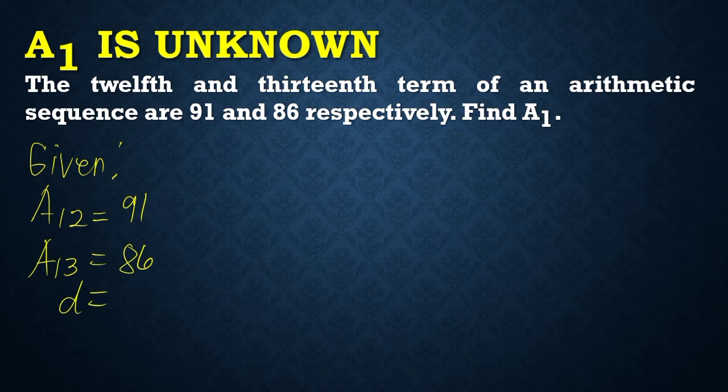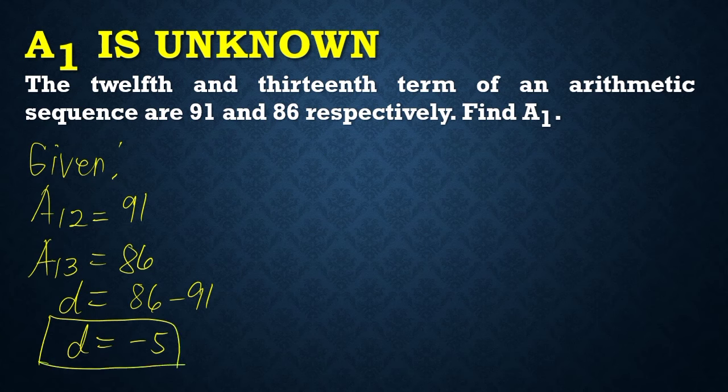So, paano natin makukuha yung D natin? So, ang gagawin lang natin is isusubtract natin yung 12th term na 91 sa 13th term, which is 86. So, ang mangyayari, ganito. 86 minus 91, that is negative 5. So, our common difference is negative 5. Now, what is n? Okay. So, yung n natin dito is, pwede natin gamitin yung 12th term o kaya yung 13th term. So, gamitin natin yung 13th term. Okay. So, sulat natin yung formula.